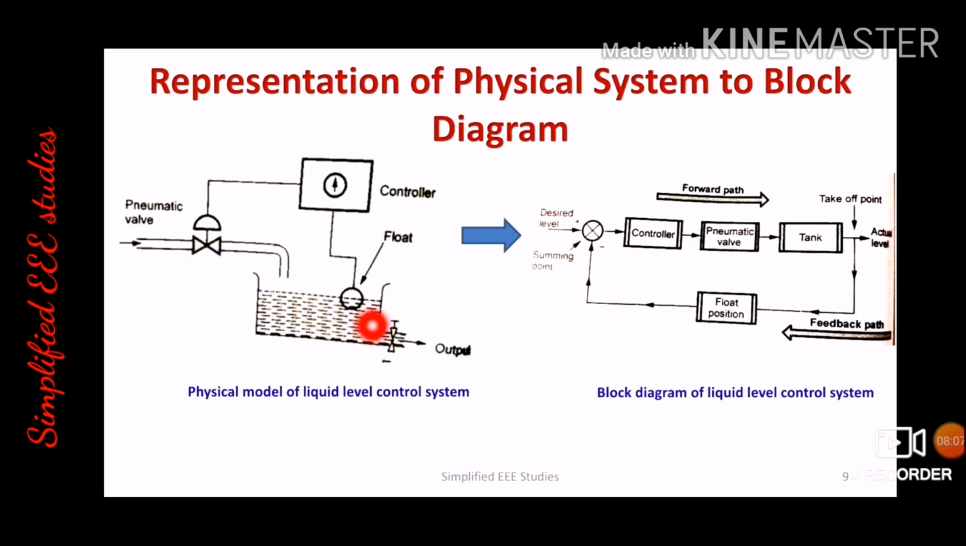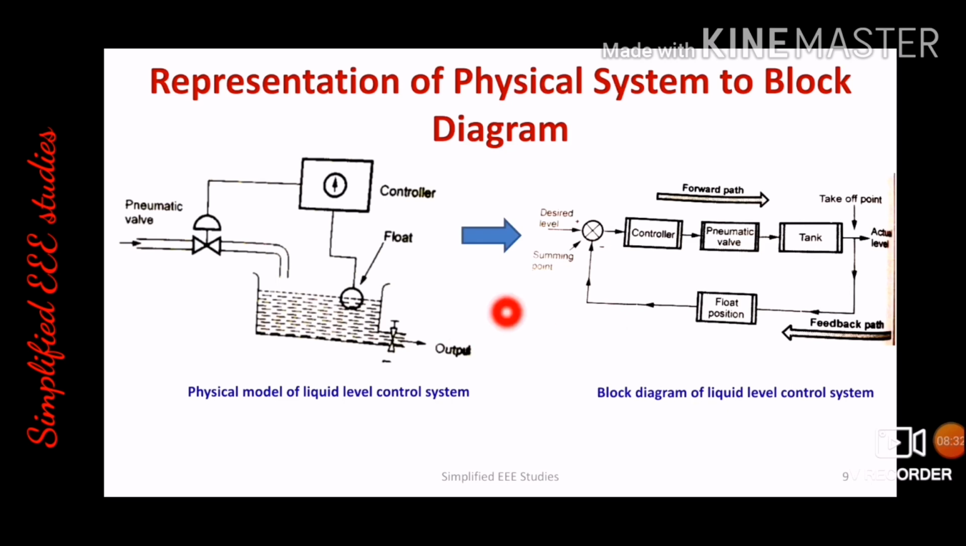So we can say that the float acts as a feedback element or a sensing element. This is the controller, either a mechanical controller or an electronic controller, whatever it may be. The pneumatic valve is associated with this controller. Then your water tank acts as the system, and this will be your output.